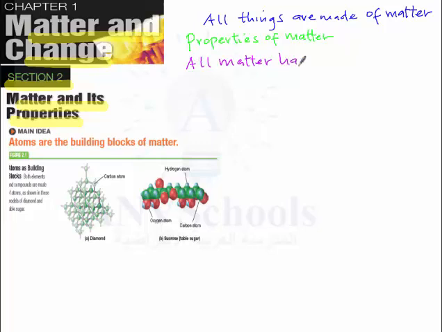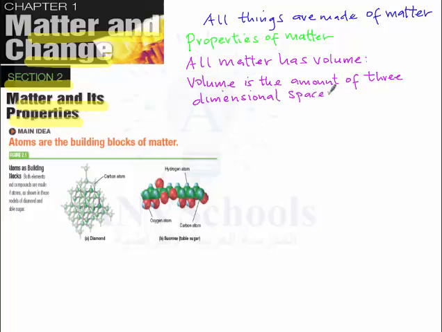All matter has volume. So you might ask yourself, what is volume? Volume is the amount of three-dimensional space that an object occupies. So what we mean here is that the space taken by an object is basically what we are referring to as volume.